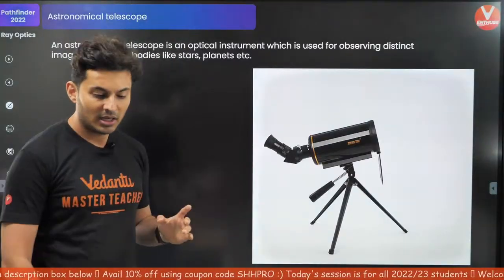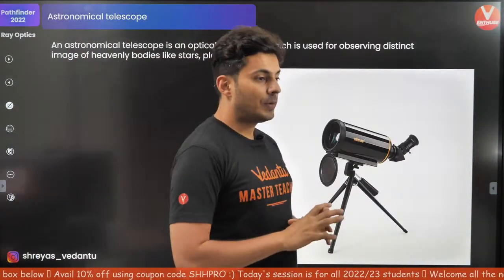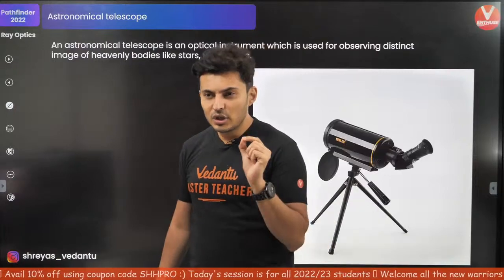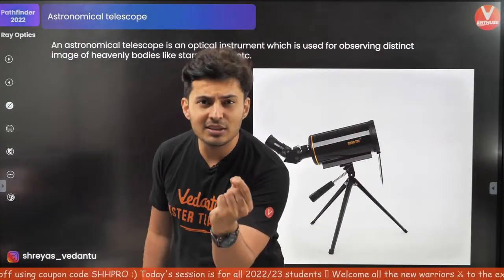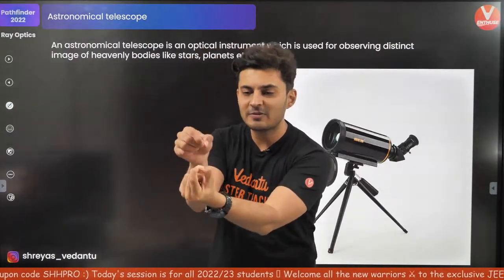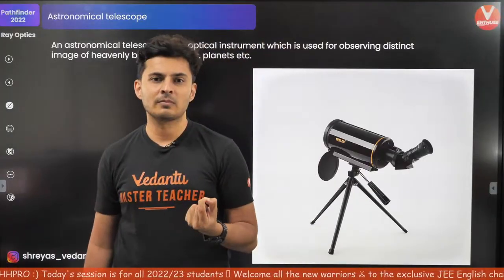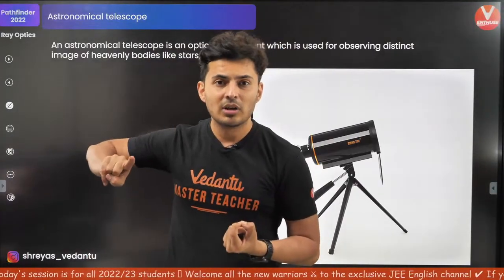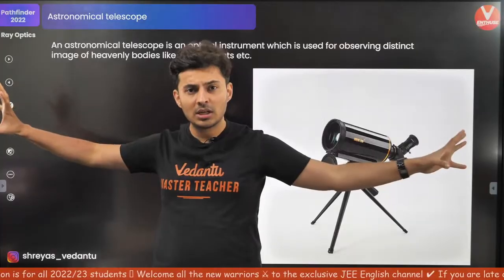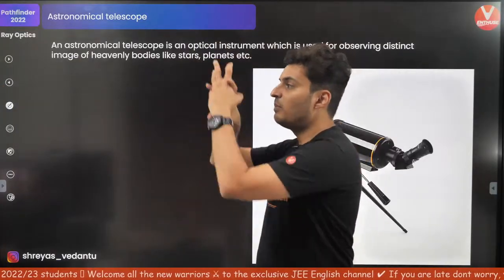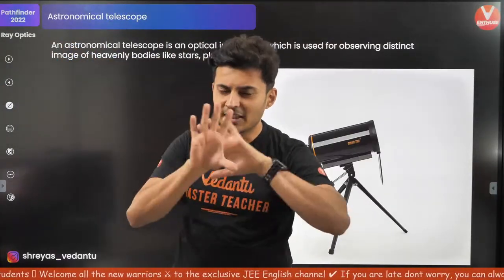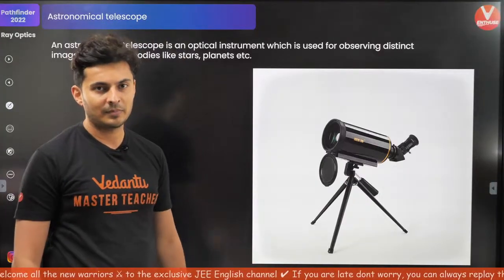See, I'll tell you what. In a microscope, number one, you see a tiny object which is close by. The object is very close and it is very small. For a telescope, the object is very huge, but it appears to be small because of the distance. So that's why the construction is very different.